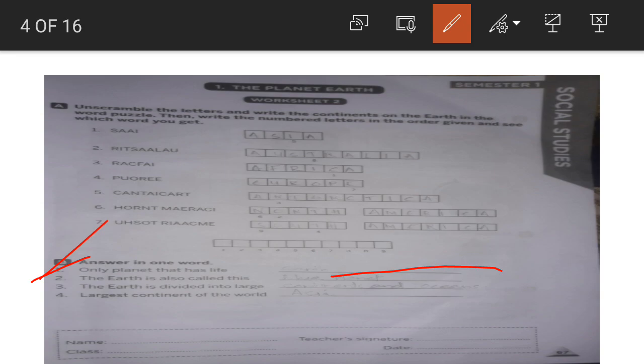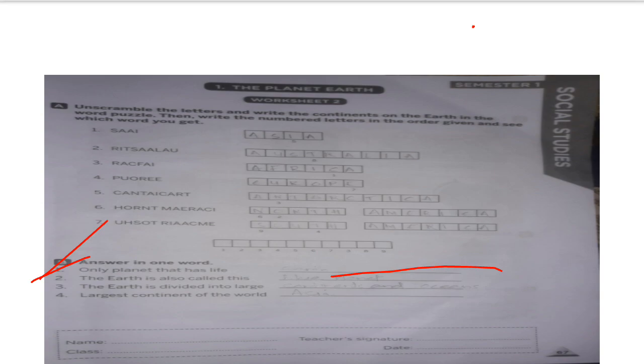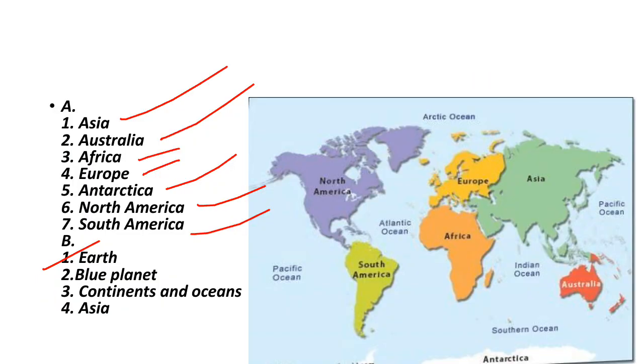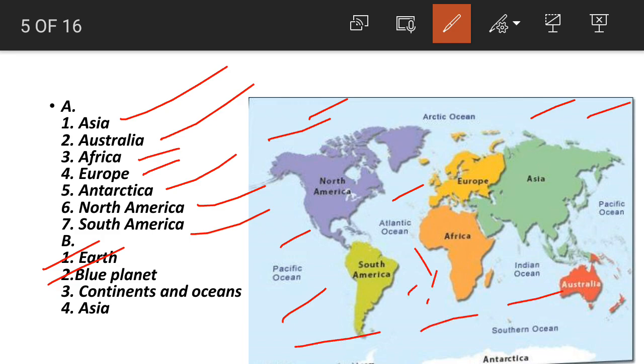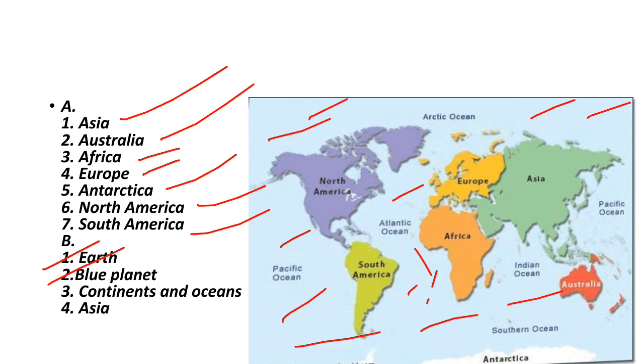The Earth is also called this. So what is the other name of the Earth? The Earth is also called the blue planet. Why? Because see here, this portion, maximum parts of the Earth are covered by water. So we call it the blue planet.